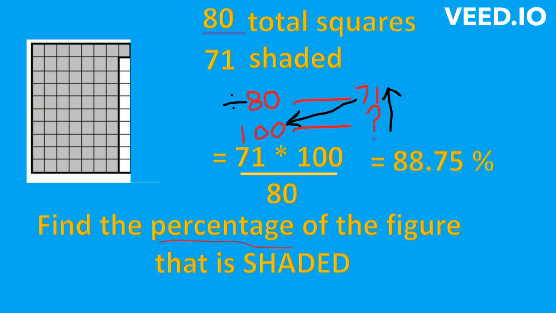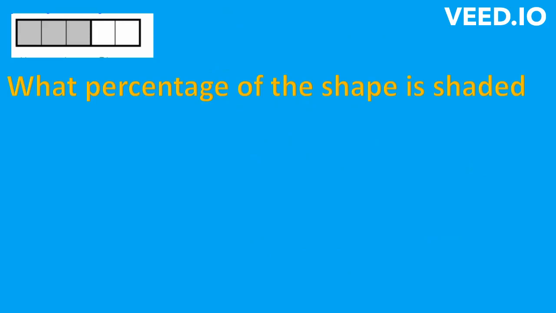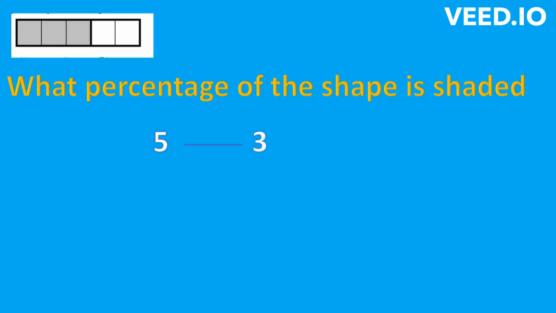That's around 88.75%. What percent of this shape is shaded? We have a total of 5 squares here. For 5, 3 of them are shaded. But we want percentage. That means for 100, we want to know how many are shaded. For 100, question mark.